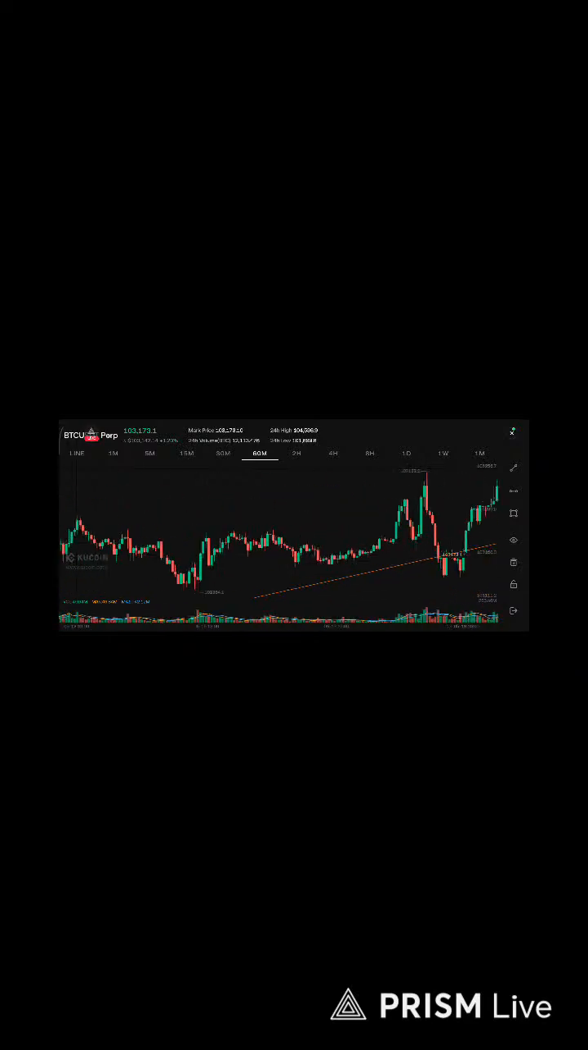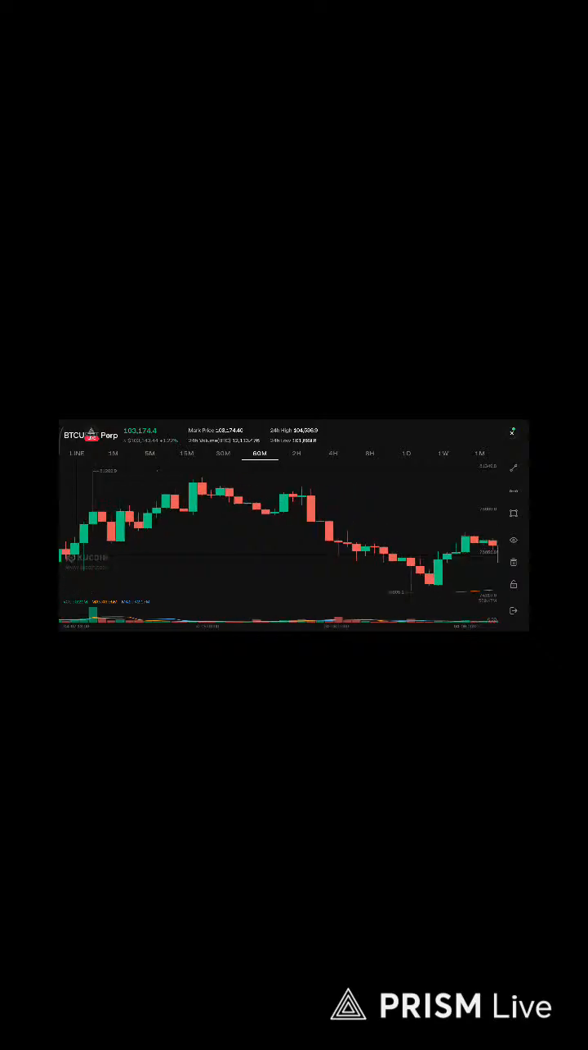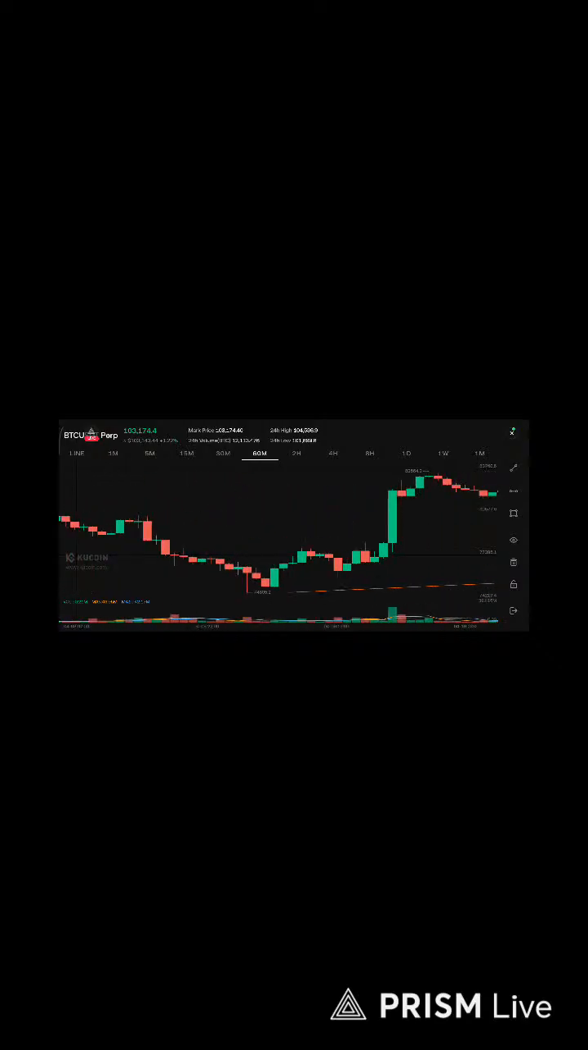Let me explain it to you guys. This is where the market started, from 74,000, and this is also an example of a hammer being formed here, at the bottom of a downtrend. But that's not what we're going to look at today, okay?